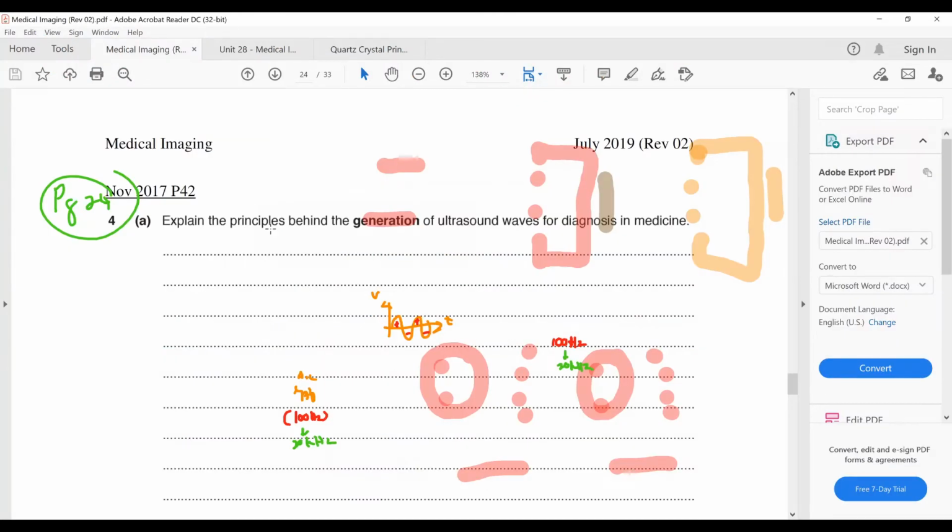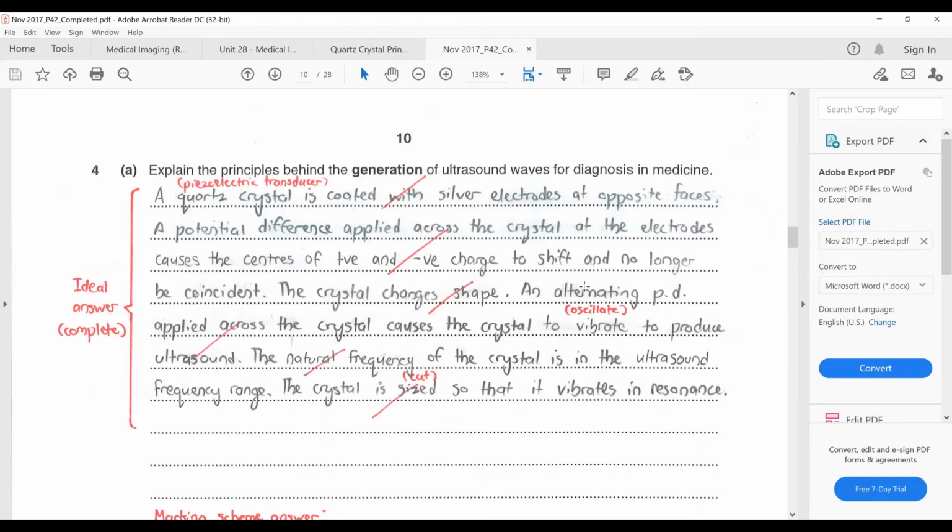Now, explain the principles behind the generation of ultrasound waves for diagnosis in medicine. It is something like what I've just explained to you just now, but this time put in words. You could say that when you want to generate ultrasound waves, you need to have a quartz crystal that is coated with silver electrodes at opposite faces. When a PD is applied across the crystal at the electrodes, the centers of the positive and negative charge will shift and are no longer coincident. The crystal now changes shape.